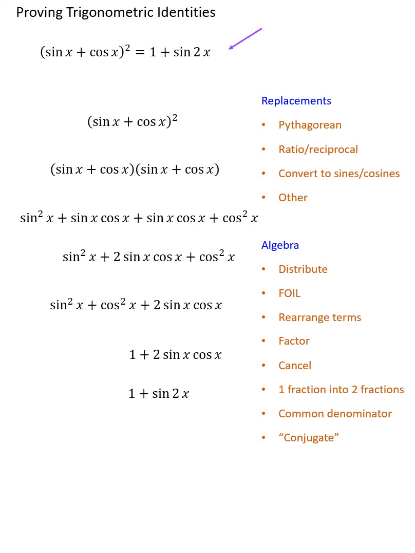So let me point out a few important issues one more time. First of all, a proof must start with either side of the equation you're proving. And through manipulations and replacements and use of algebra, you should produce the other side of the equation that you didn't start with.